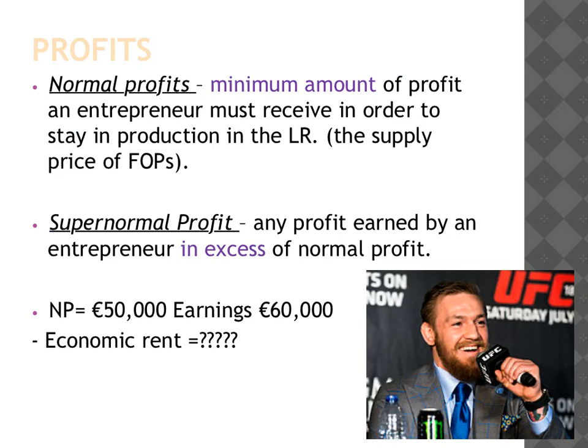And just two terms that I mentioned earlier. So first of all, normal profits. That's the minimum amount of profit an entrepreneur must receive in order to stay in production in the long run. So that's long run. So it's the minimum amount.